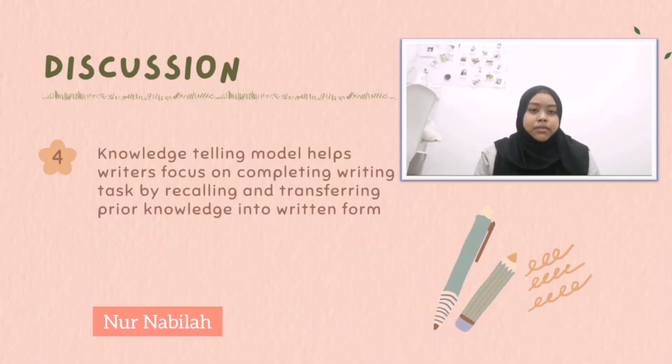Knowledge telling model helps writers focus on completing writing tasks by recalling and transferring prior knowledge into written form. This is because this process is straightforward and less complicated. With the knowledge telling strategy, the writer is assigned or chooses a topic and a genre and then probes memory to create a series of statements about that topic. As the name suggests, this strategy is focused on presenting the writer's knowledge about the topic and not at all on shaping or adjusting that knowledge to the reader's or the writer's needs.